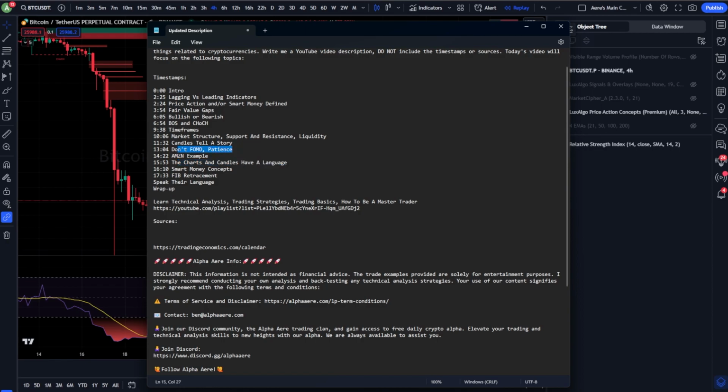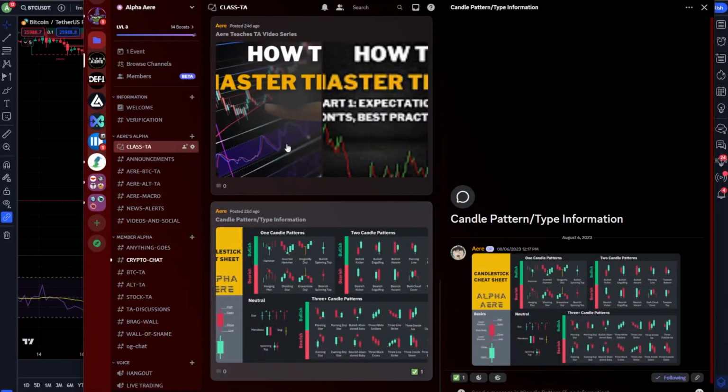Don't FOMO, be patient. Candles, right? Market structure, support and resistance, liquidity, time frames. Learn break of structures, change of character. You know, when you're bullish, be bullish. When we're bearish, be bearish. Learn about fair value gaps. Take a look at price action and or smart money, same thing. And lagging versus leading indicators. That's your homework.